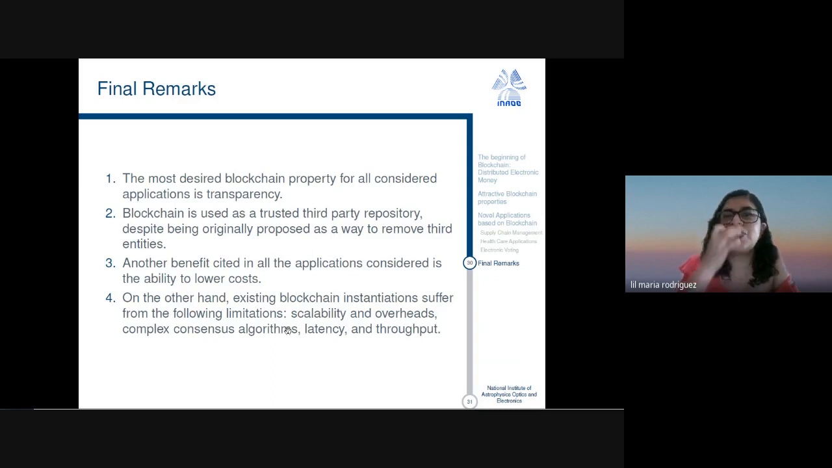So the truth is that we have many ways to work on this research, right? There are people trying to make a more efficient and lightweight blockchain, and there are practitioners already proposing how to use blockchain for nice applications, such as the ones that we have reviewed in this talk.